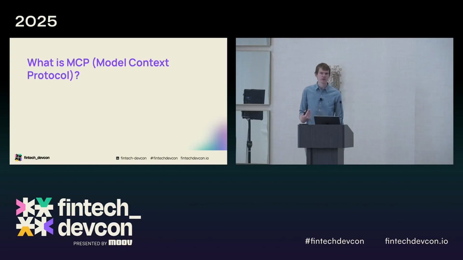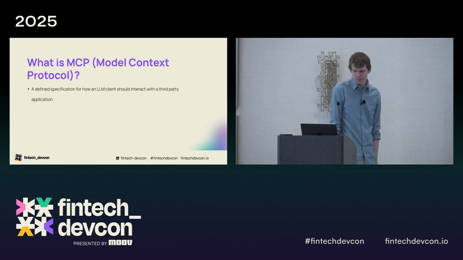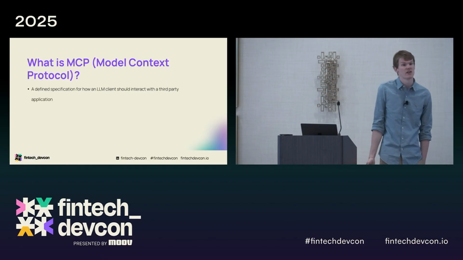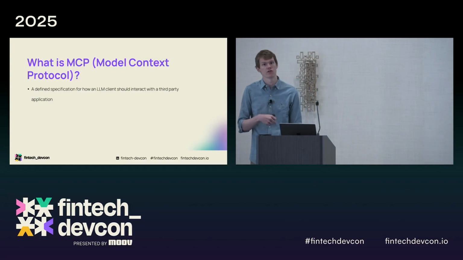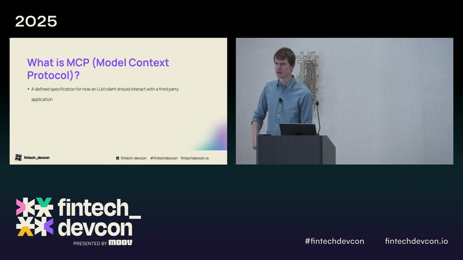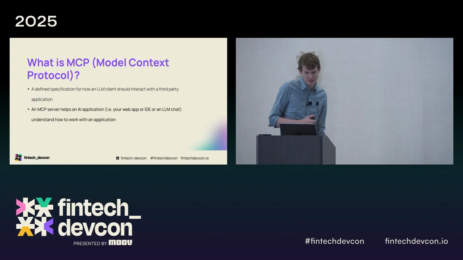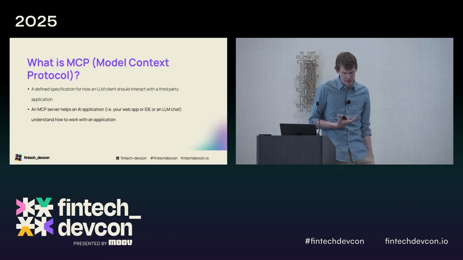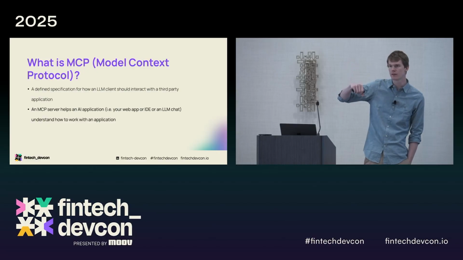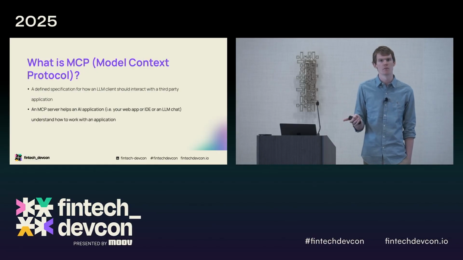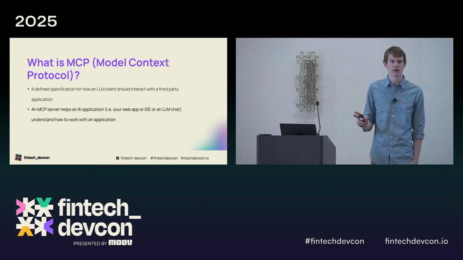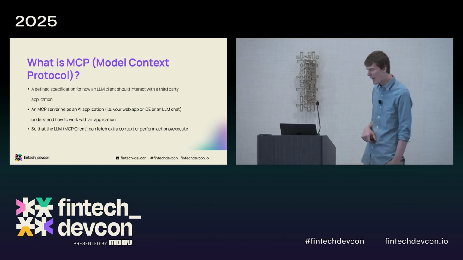So first of all, what is MCP, Model Context Protocol? It's a specification, essentially, that defines how AI applications should interact with a third party. When you have an AI application and you have other things that might have context or be able to perform actions, how can you give them a really clear way of how they should be interacting?